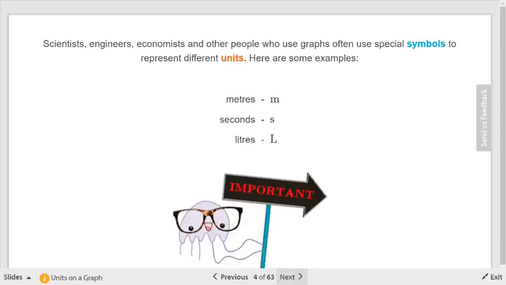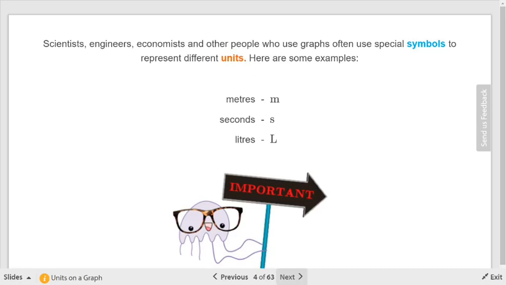Okay, let's get back to what we're doing here. Scientists, engineers, economists, and other people use graphs and special symbols to represent different units. You've seen some of these. You don't want to write out meters, so we just use M, right? Seconds, S, liters, L, and liters is usually a capital L. So different letters stand for different things. The meters thing kind of messes with you a little bit because we're not talking about using it as a variable, we're talking about using it as an abbreviation. So it can be M.